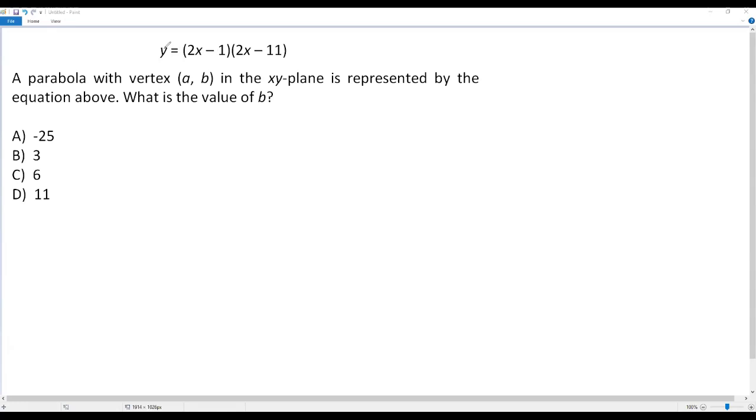So for that we have to set y equals 0. Let me do it over here. When I set y equals 0, the product of these two binomials is also 0. Then we get (2x − 1)(2x − 11) equals 0. Whenever the product of two terms equals 0, either the first one is 0 or the second one is 0. So that is 2x − 1 equals 0 or 2x − 11 equals 0.